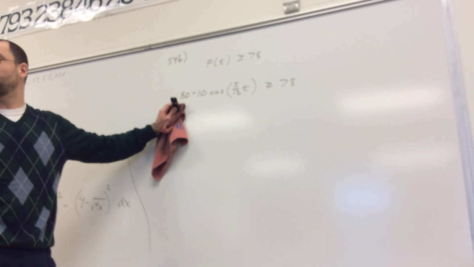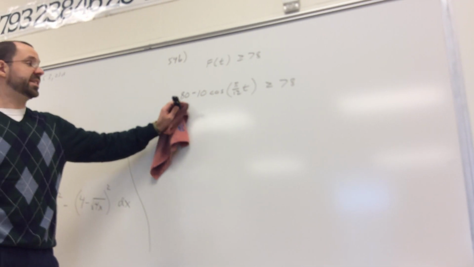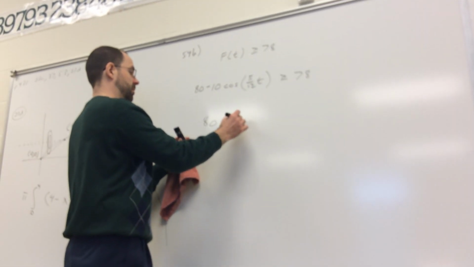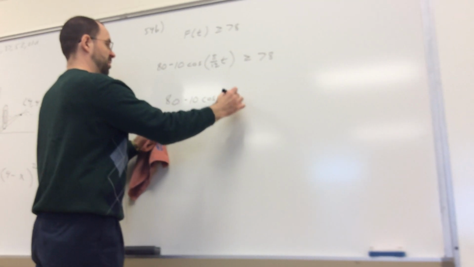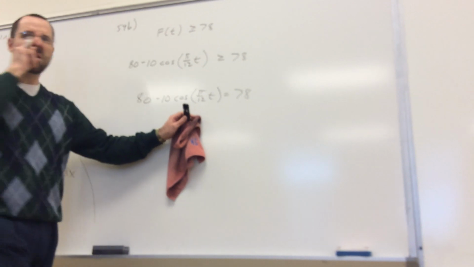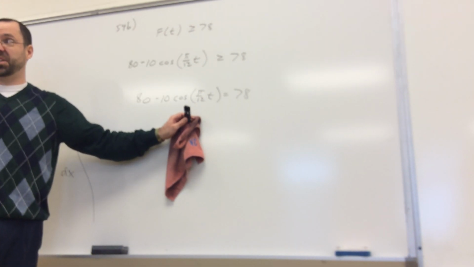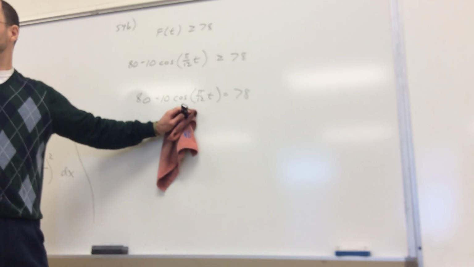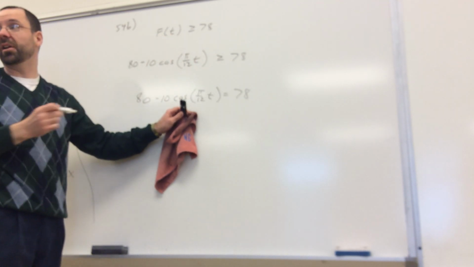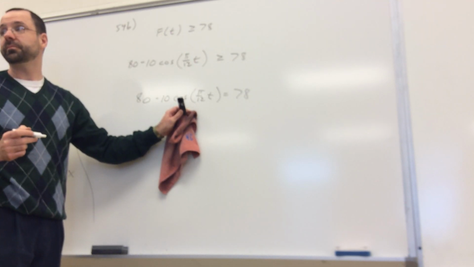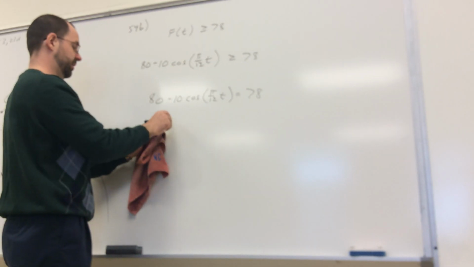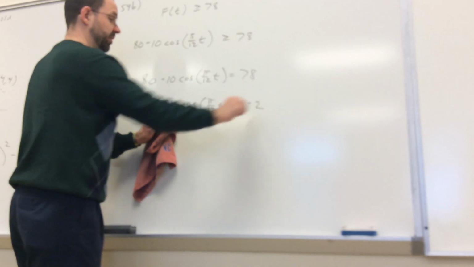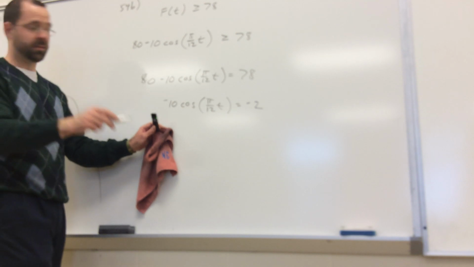So whenever you're solving an inequality, you have to figure out the equality first. Because those are the places where it might switch from positive to negative. And technically, we have to check for this being undefined as well, but it's never undefined. Okay, so then you subtract the 80, and you get negative 10 cosine of pi over 12 t equals negative 2. Then you divide by the negative 10.